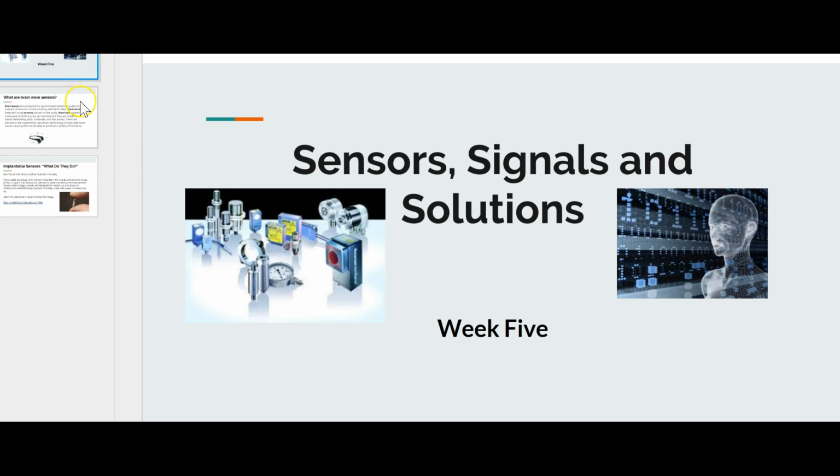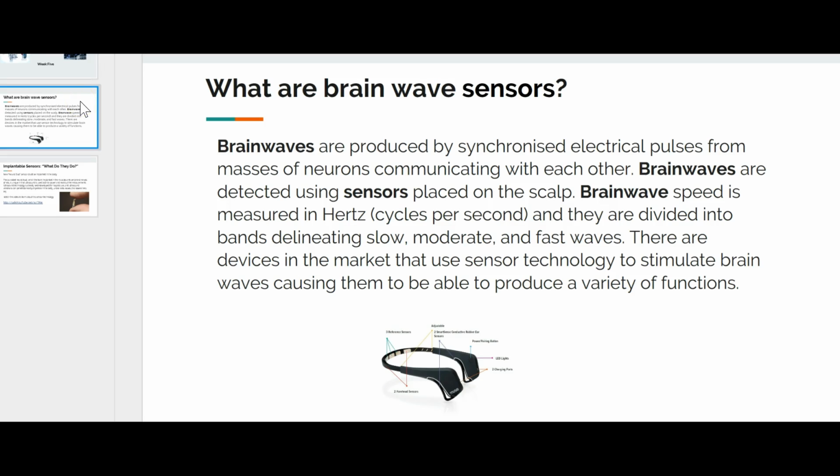So in our first slide, we are talking about brainwave sensors, and basically brainwaves are produced by synchronized electrical pulses from masses, meaning lots, of neurons communicating with each other. So these neurons are talking to one another, they have their own language, and this stimulates the brain waves. Now the brain waves are detected using sensors that are placed on the scalp, and you may or may not have seen this in different examples and science videos, but there is sensor technology and tools that actually do this. So they detect the brain waves.